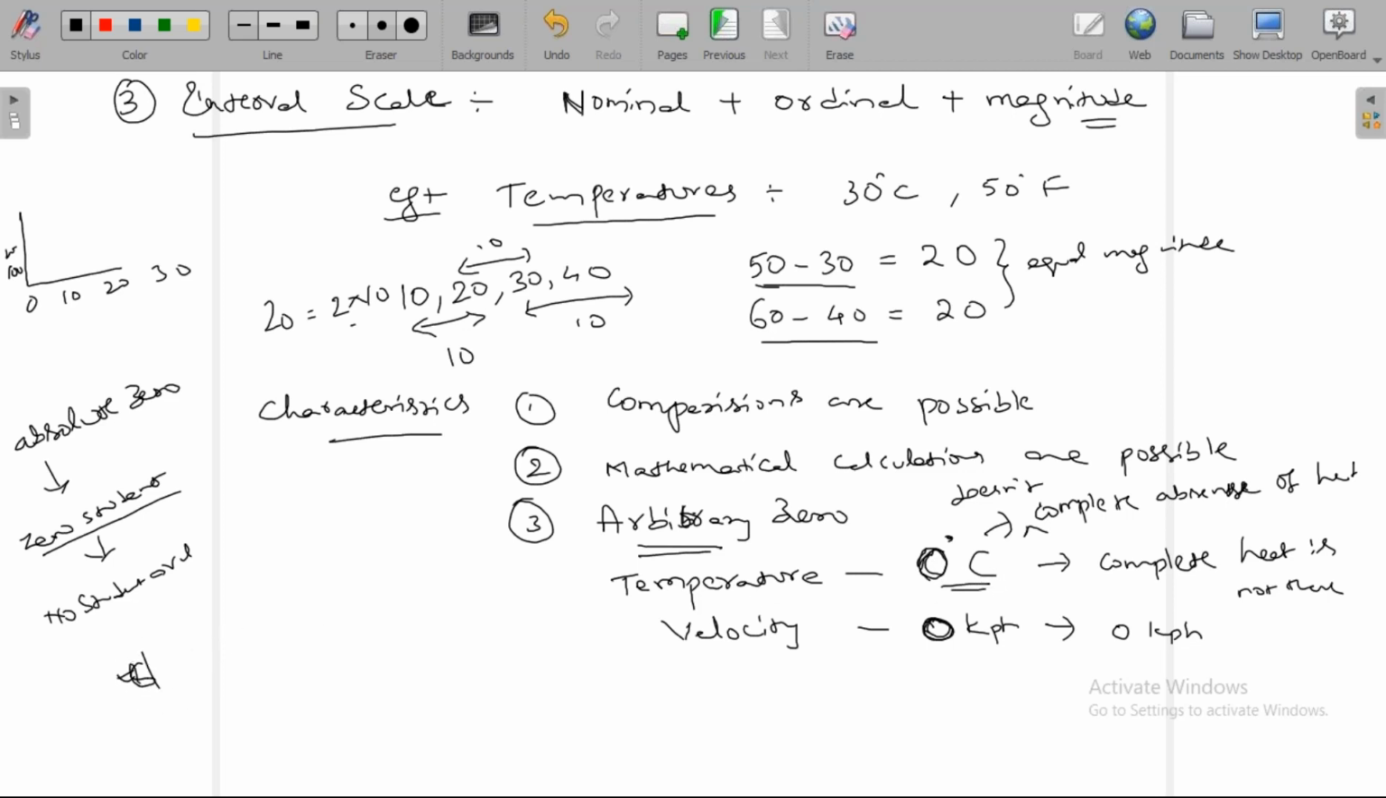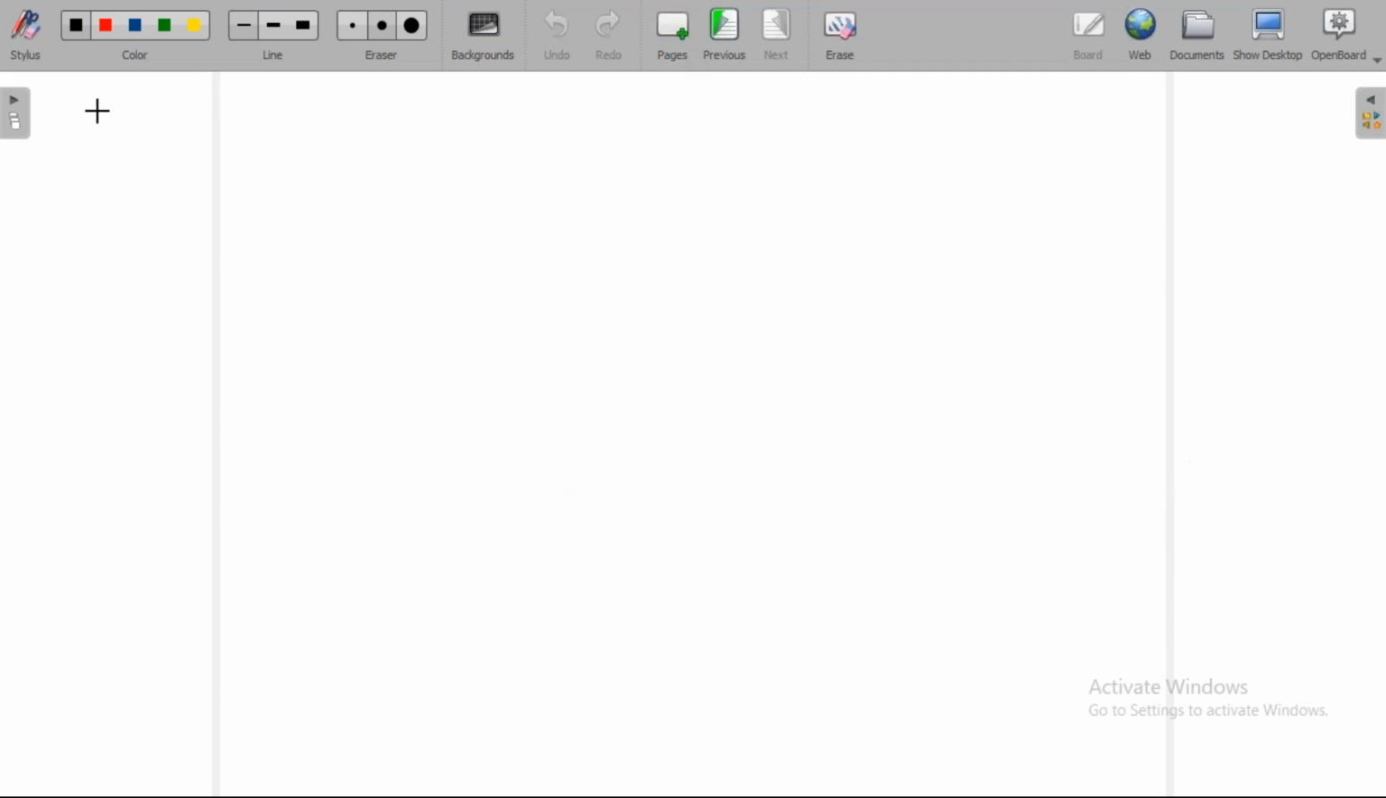As I've told you, in this case we can use absolute zero. These are the 4 kinds of scales that are available. Whenever you see a data set, you need to categorize those data.